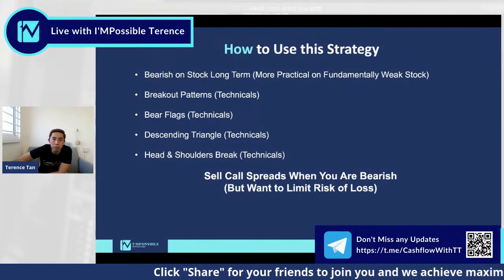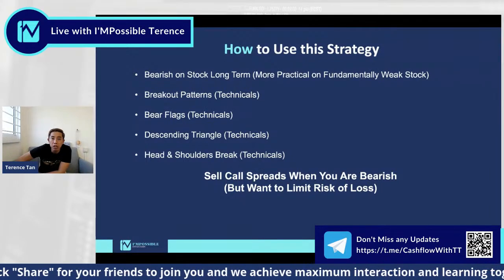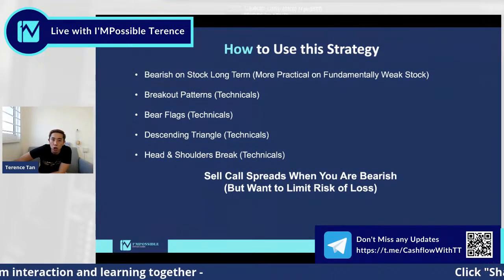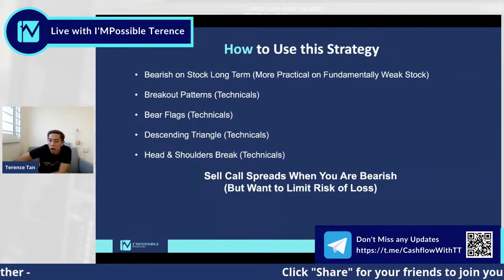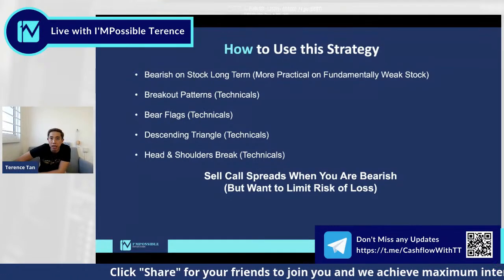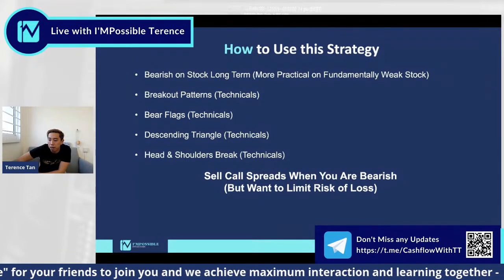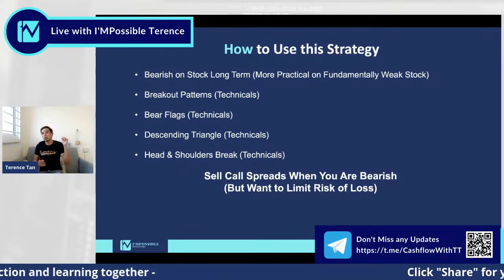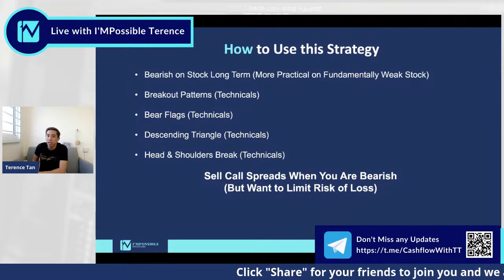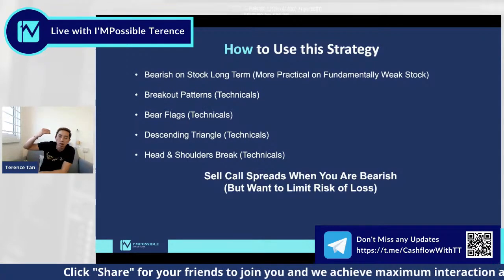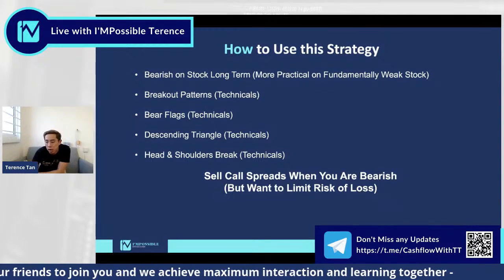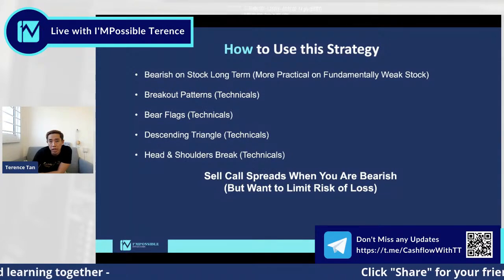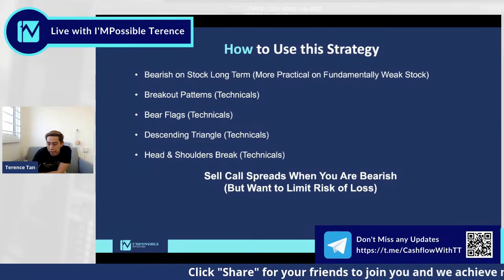Now, how do we use this strategy? The approach is pretty much similar to yesterday, because it's just a variation from selling call options outright. So you have to be bearish to start, whether you're short-term or long-term bearish. Next, breakout patterns, which means you are trading this based on technical indicators: bear flags, descending triangles, your head and shoulders break on the bottom side. Or indicators pointing to a downtrend, or an overbought indicator coming back down. Anything that signals that the stock has lost steam and is probably looking to come off over here.